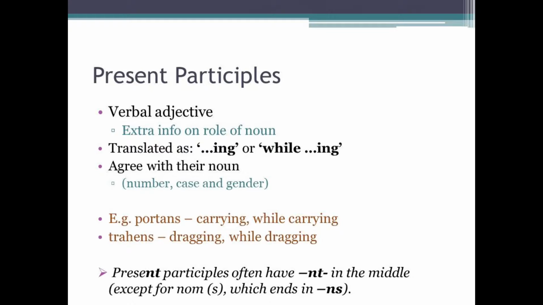Some examples of present participles are portans, meaning carrying or while carrying, and trahens, meaning dragging. And a final tip, present participles often have the letters NT in the middle of them, which is handy to remember because the last two letters of present are NT. The only exception to this is the nominative singular form, which very handily also ends in NS for nominative singular. So that's quite a good thing to remember to help you with the endings.